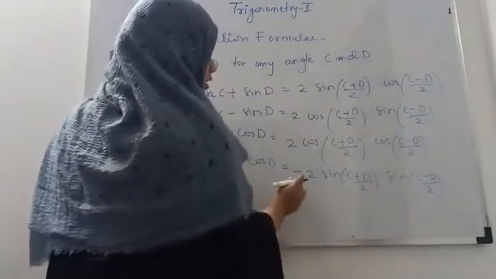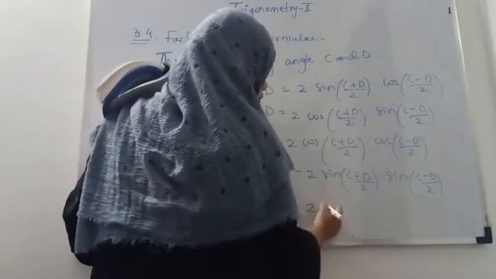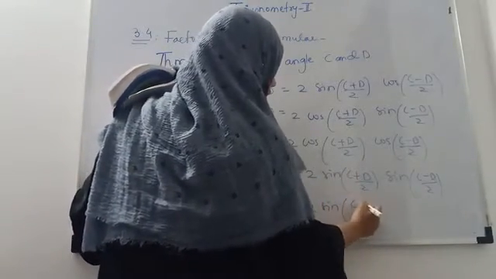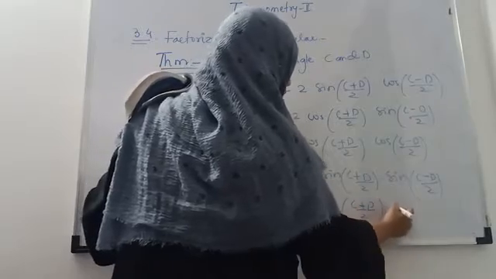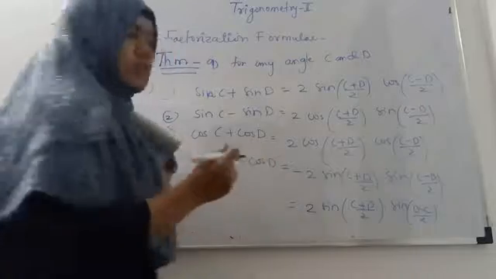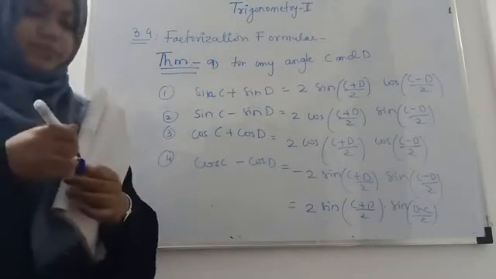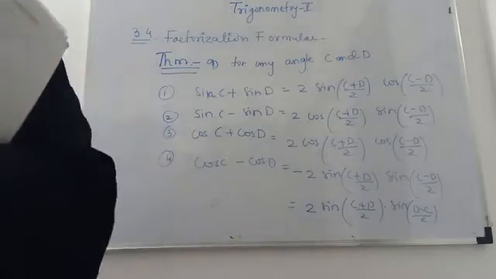And this can also be written as, you can take this minus sign over here, so it will be 2 sin C plus D upon 2 into sin D minus C upon 2. So these are 4 formulas. So we will see them one by one.